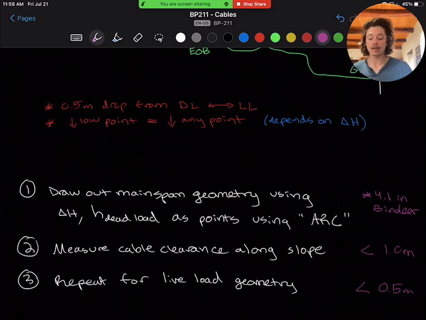So just to repeat that, we want to draw our main span geometry using the delta H, the sag for our design sag, and the tower saddle points using the arc command. We'll then measure our cable clearance along the slope. We can do this by inspection, just at critical points. And then we'll repeat this for our live load geometry, and we can figure out if we're going to have any problems with cable clearance and if excavation is necessary.